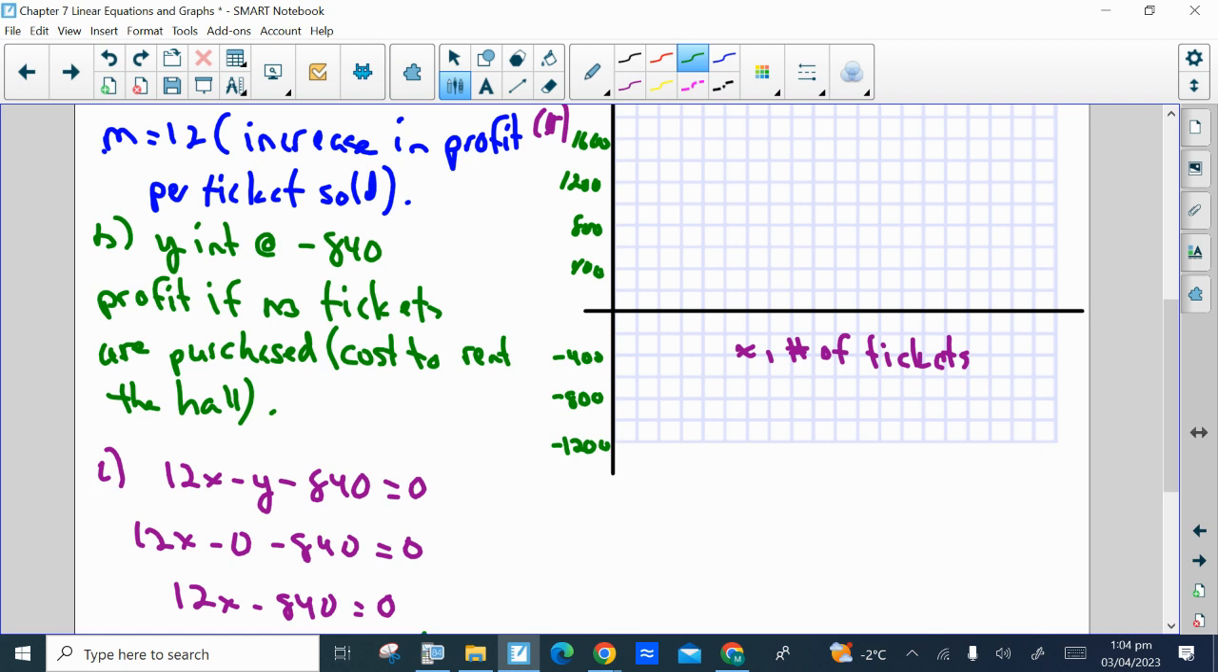And we know they have to sell at least 70 tickets to break even, so our scale on the x-axis would need to reflect that as well. We need to choose a scale that allows us to put 70 on there as well as other values. So maybe I'll use a scale of 50. So 50, then 100, 150, 200, 250, 300, and so on.